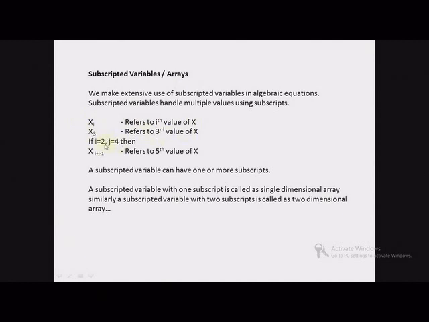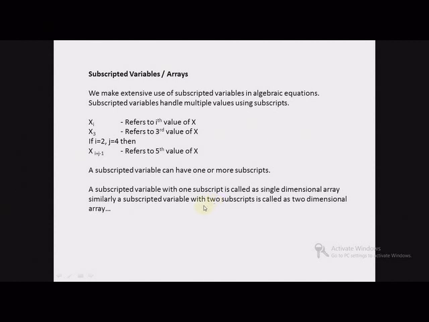We can also use variables to represent a subscript. For example, if i is 2 and j is 4, then x(i+j-1) will refer to the fifth value of x. A subscripted variable can have one or more subscripts. A subscripted variable with one subscript is called a single dimensional array. Similarly, a subscripted variable with two subscripts is called a two-dimensional array.